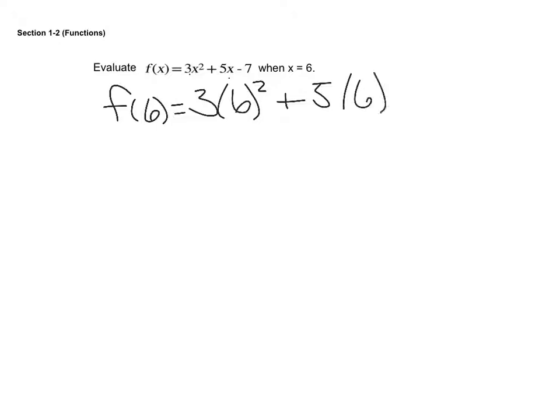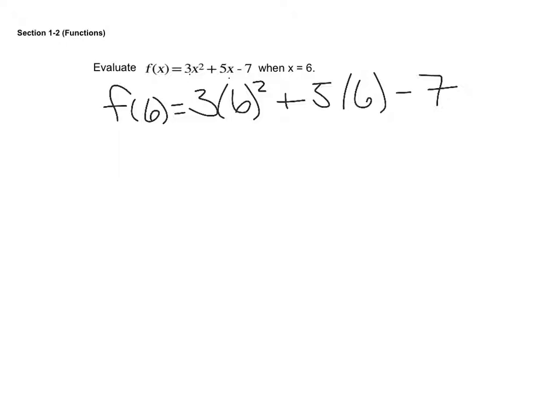So if I'm evaluating f of x when x equals 6, that's the same as saying I want to find f of 6. And that equals, well, I take everywhere I see an x in this function, I replace it with the number 6. So I take 3 times 6 squared plus 5 times 6 minus 7. Pardon my penmanship, it's hard to write on this board.